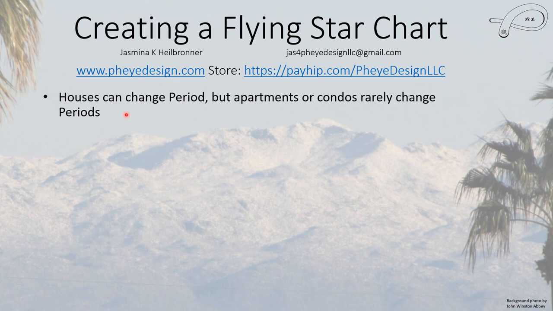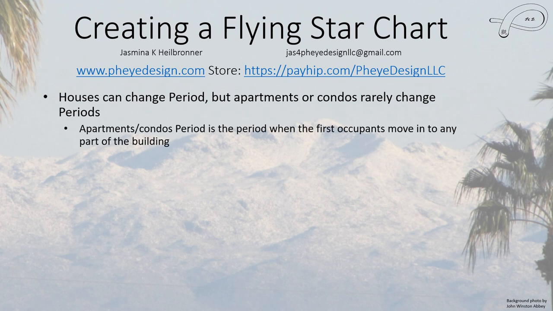Now, houses can change periods relatively easily, but apartments or condos rarely change periods. And that's because of the requirements to change the periods. For apartments and condos, the period will be the period of time by the day when the first occupants moved into any part of that apartment building. Your unit could be one where the first people move in even years later. That's kind of rare, but that could be in a later period. It doesn't matter. It's that first occupant that determines the building's period, because it's the occupation of the building that creates the last key to turn and determine the period.